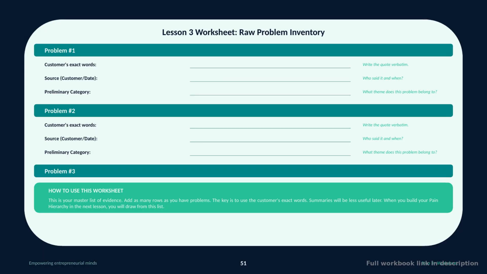Pause the video now and open your workbook to the Lesson 3 worksheet. In the first section, problem number 1, write the customer's exact words. Then, note the source and date. Then, add a preliminary category. Do the same for all the problems you identified. This is your master list of evidence.